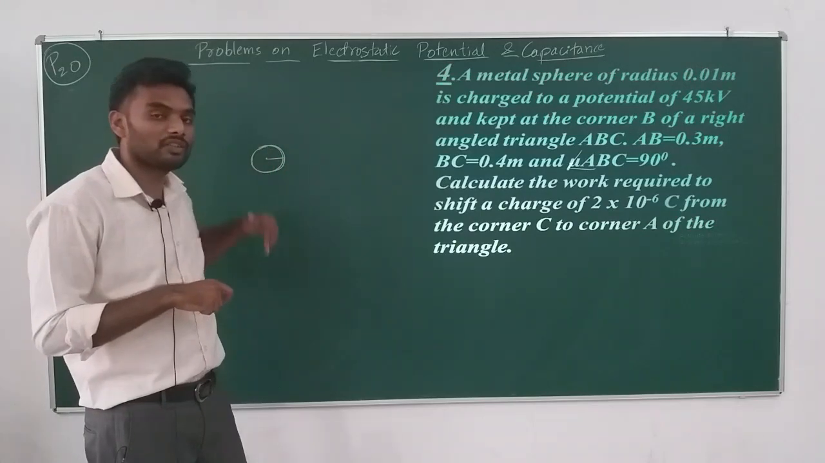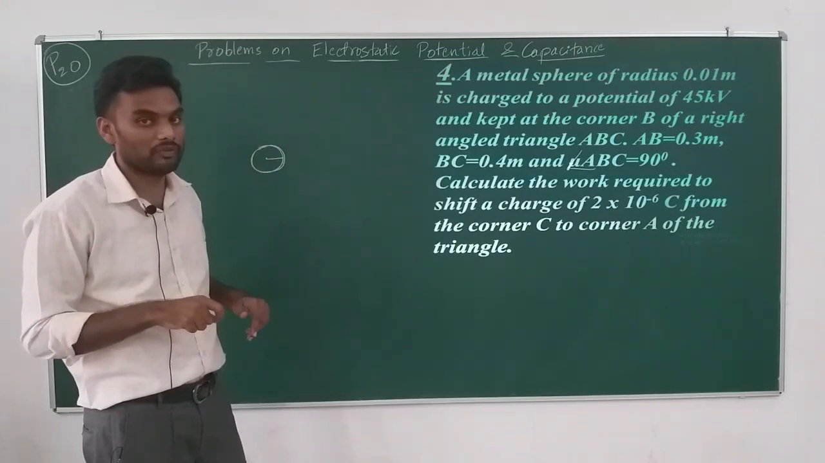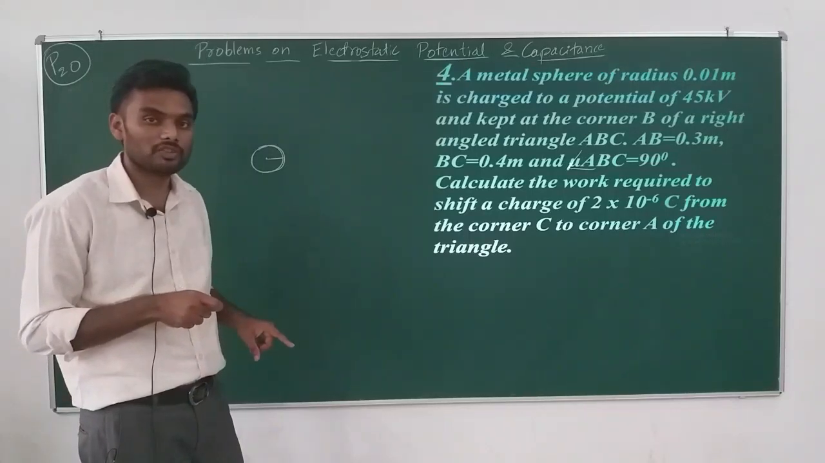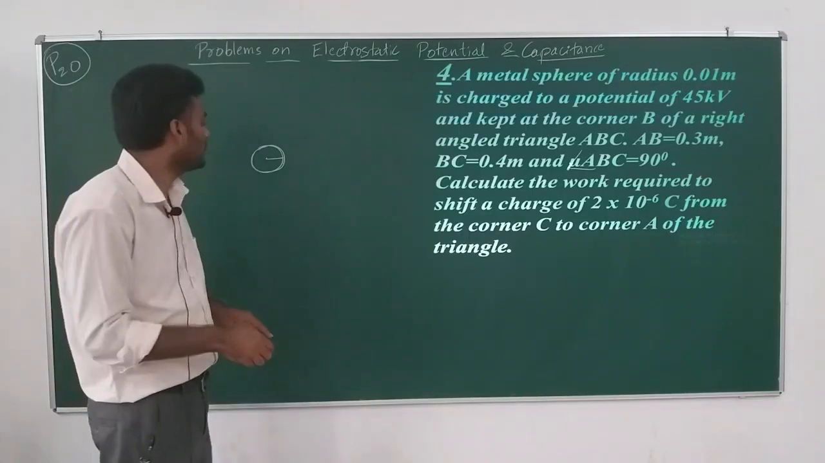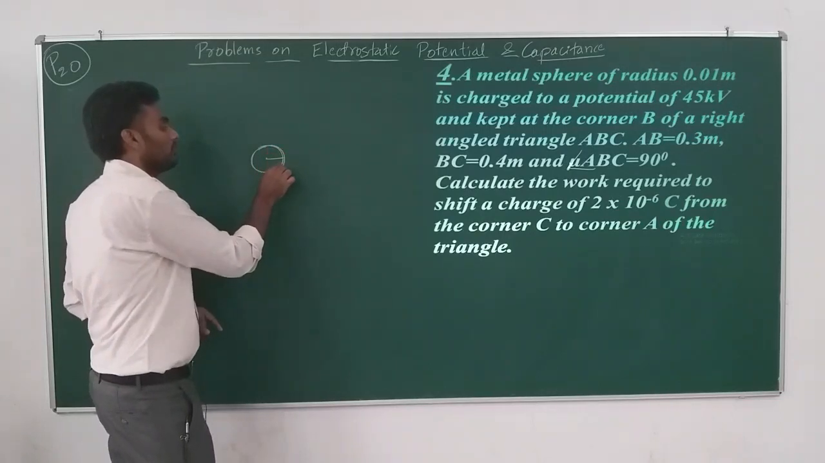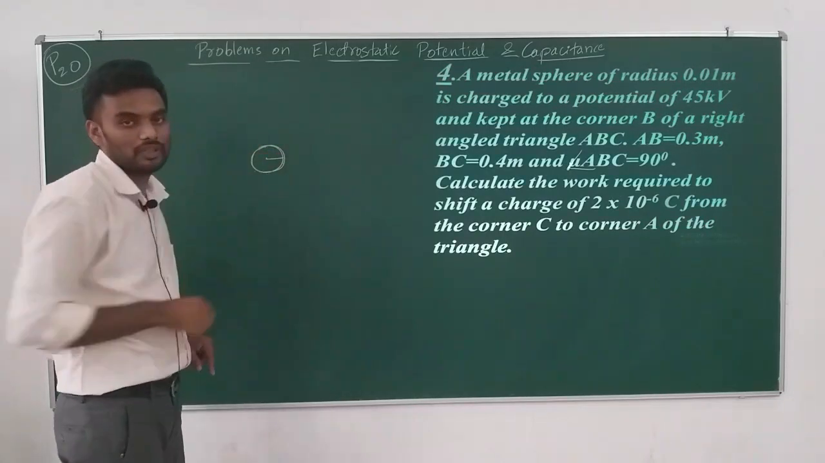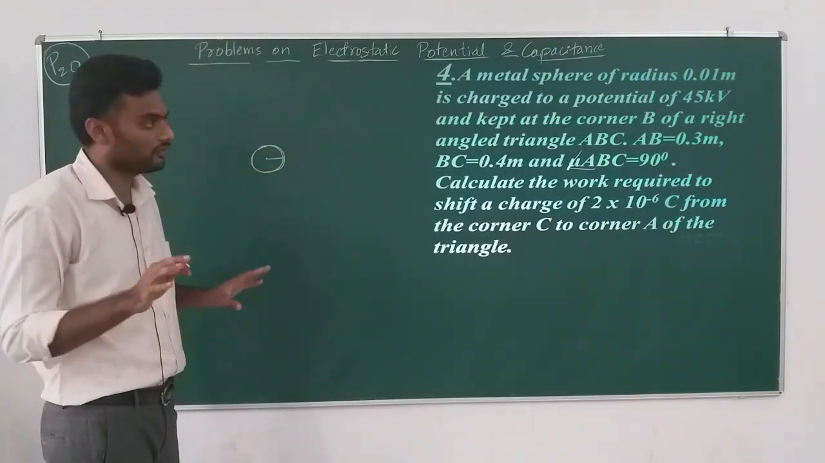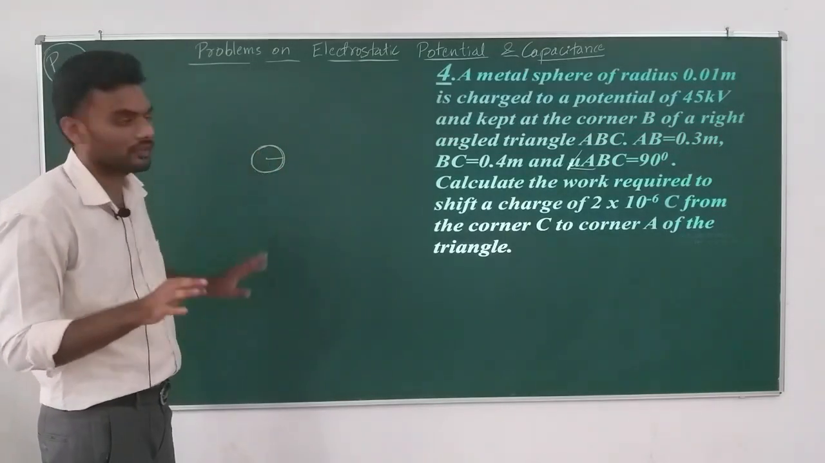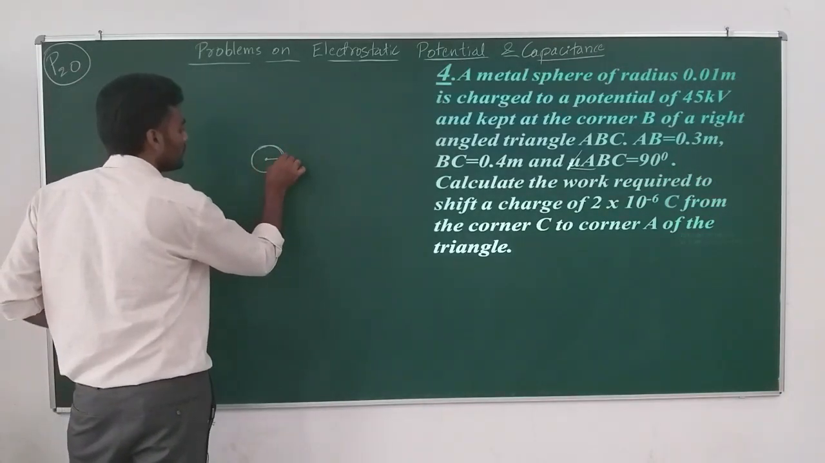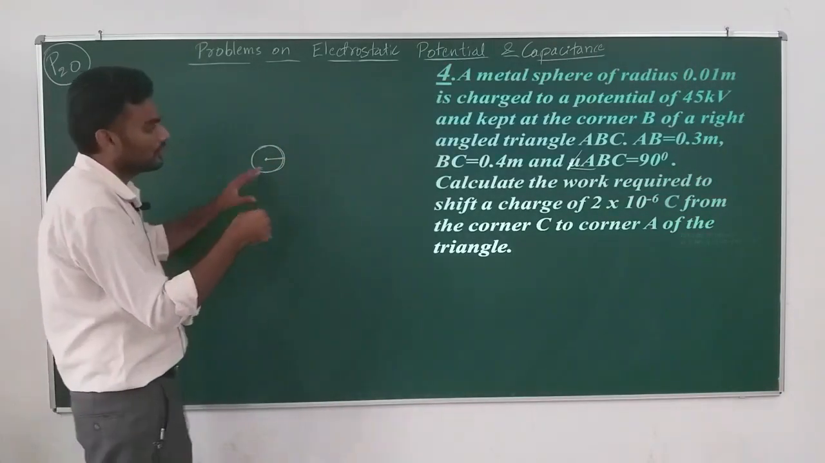Then what is the charge accumulated? That we will calculate. Before that, you should get to know where we will have that 45 kilovolt potential. That 45 kilovolt potential can be found on the surface and inside this sphere. Keep that in mind. So before we move further, let me finish the diagram.